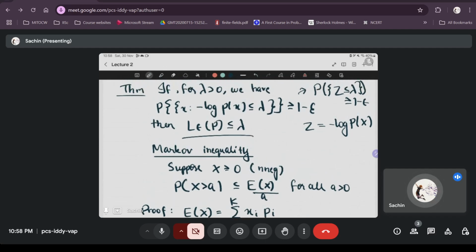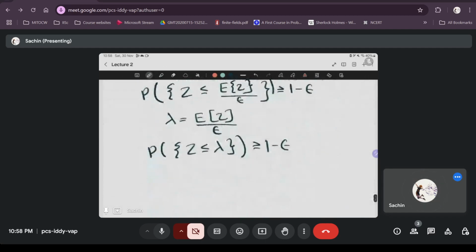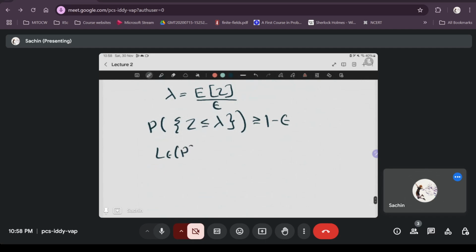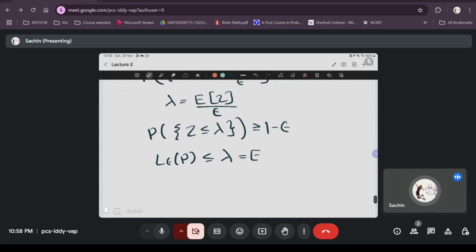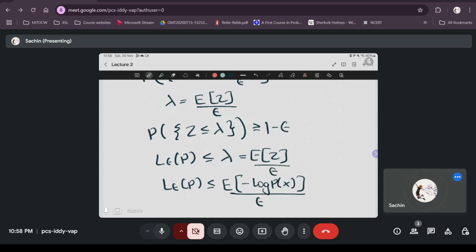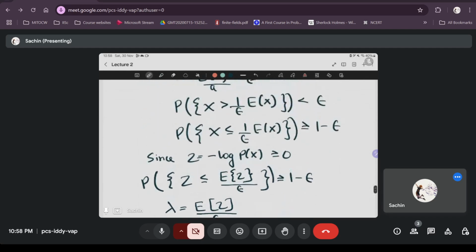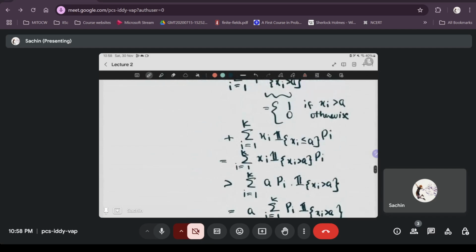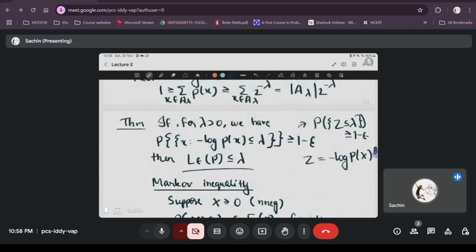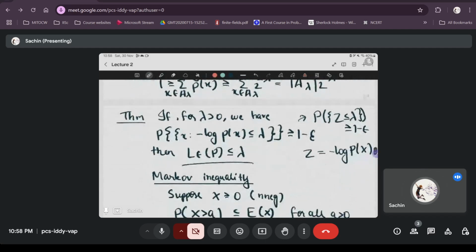And now we have L epsilon of p less than or equal to lambda. So L epsilon of p is less than or equal to lambda, which is equal to E of z over epsilon. Right? So L epsilon of p is less than or equal to E of minus log p of x divided by epsilon. Did you follow that? Just writing the same thing in different ways, that's all.